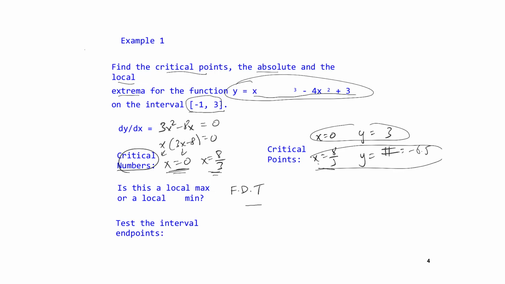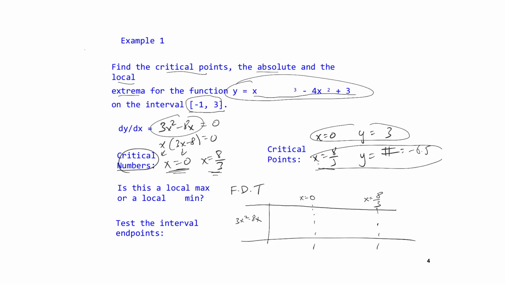To set this up, we're going to set up an interval chart. We're going to figure out all the critical numbers from lowest to highest. So over here, I'm going to write down x = 0 is a critical number, x = 8/3 is a critical number. And right over here, we're going to put in the first derivative. The first derivative is going to be 3x squared minus 8x. So that was our first derivative.